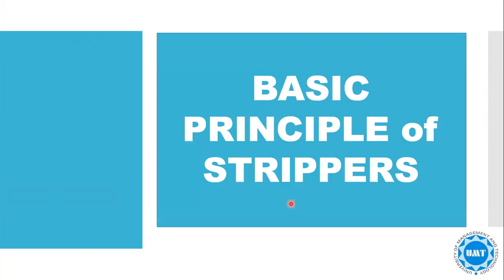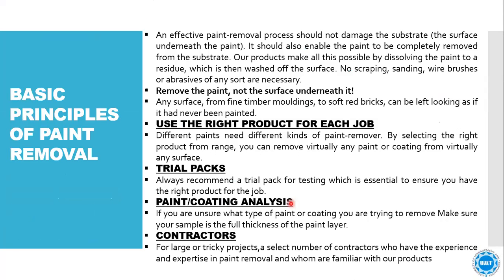So, what is the basic principle of the paint stripper? An effective paint removal process should not damage the substrate. It should allow the paint to be completely removed from the surface. Our product makes all this possible by dissolving the paint into residue. Remove the paint, not the surface underneath. This is the main motto of this paint stripper. And for that, use the right product for each job.